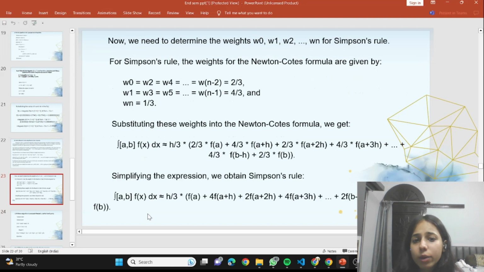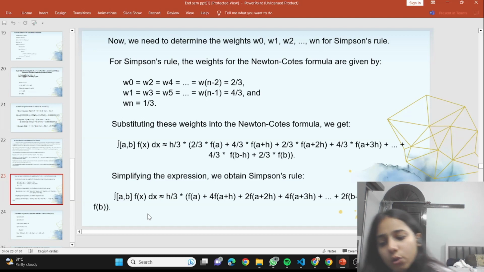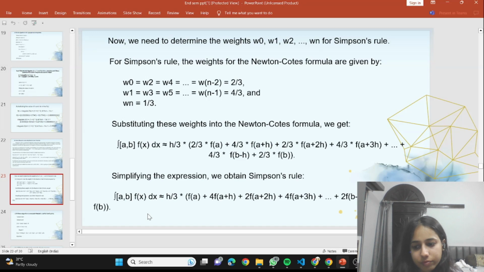Now we need to determine the weights w0, w1, w2 up to wn for Simpson rule. For Simpson rule, the weights for the Newton-Cotes formula are given by w0 equal to w2 equal to w4 equal to all the even weights equal to 2 by 3, and all the odd weights equal to 4 by 3, and wn is equal to 1 by 3. Substituting these weights into the Newton-Cotes formula, we get the integration. Simplifying the expression, we obtain Simpson rule.